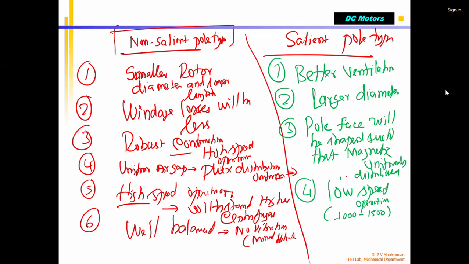Salient pole, correct? Non-salient pole can go even very high. 3000, 5000 also is possible. And salient pole is not well balanced. And at higher speed, there can be vibrations. These are the important points of the two types of rotor used in the synchronous motor.